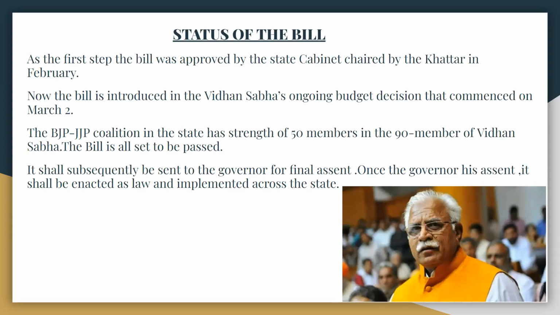And the present status of the bill is that the first part of the bill was approved by the state cabinet chaired by Khattar in February, and now the bill is introduced in the Vidhan Sabha's ongoing budget session that started from March 2. The BJP and JJP coalition in the state has a strength of 50 members in the 90-member Vidhan Sabha. The bill is all set to be passed. It shall subsequently be sent to the governor for final assessment. Once the governor gives his assent, it shall be enacted as law and implemented across the state. So that's all about the Haryana bill of prevention of unlawful conversion of religion.